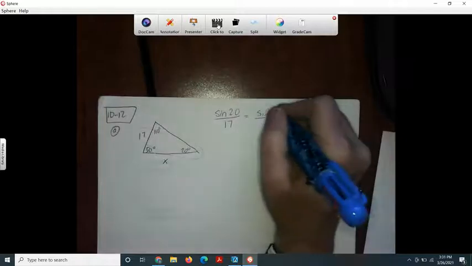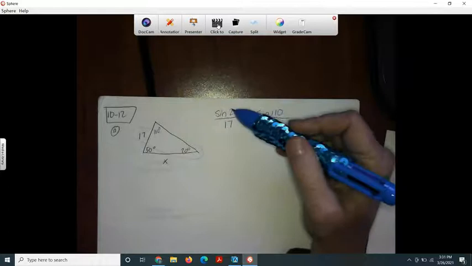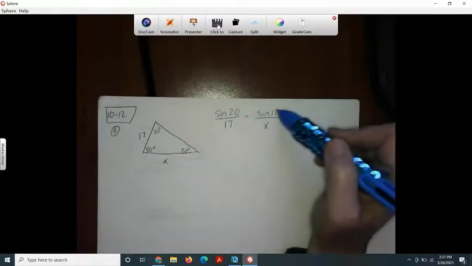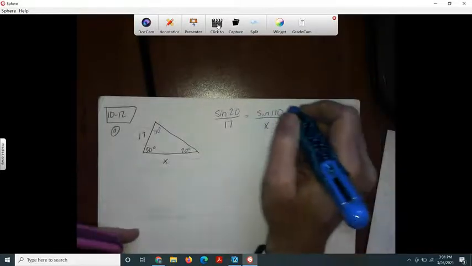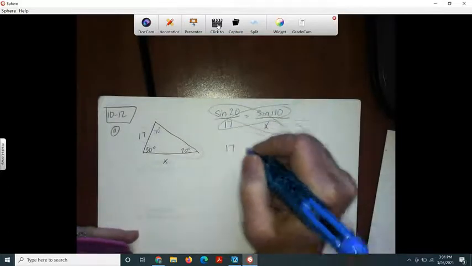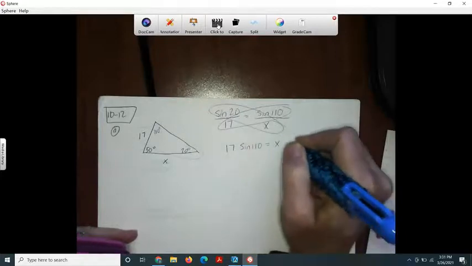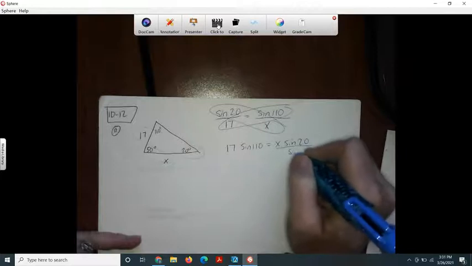And so that gives me my angle, and that's the law of sines. It's sine of the angle is to the side across from it, as sine of another angle is to the side across from it. And then how do you solve it? You just do cross products. So 17 times sine of 110 is equal to x times sine of 20, and then you can divide both sides by sine of 20.